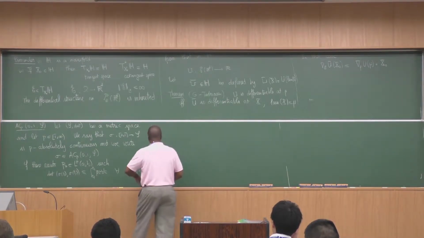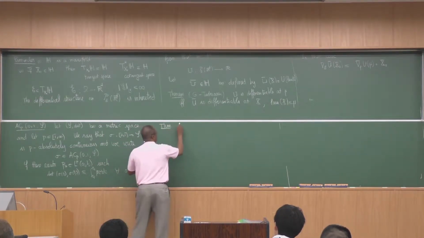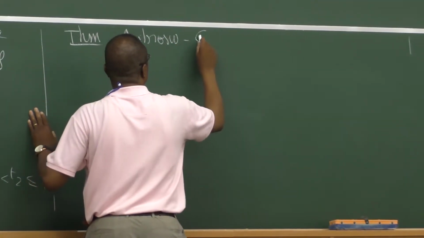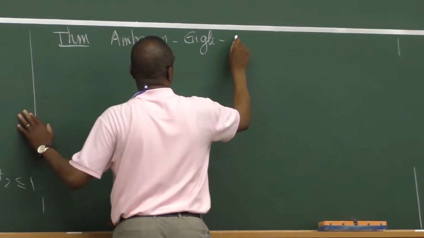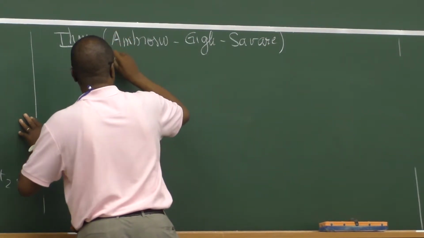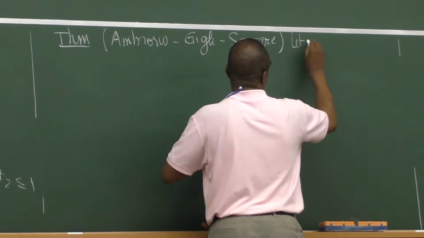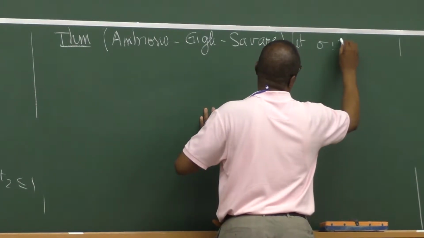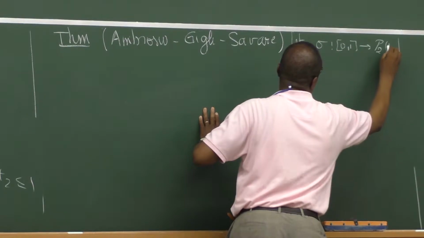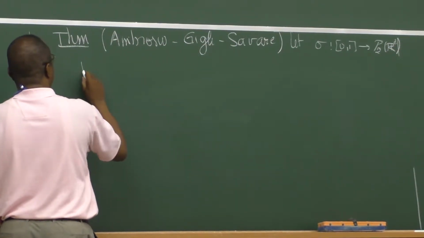Now, here is a remarkable theorem by Ambrosio, Gigli, and Savare. Let sigma be from 0,1 to the set of probability measures of finite second moment. The following are equivalent.